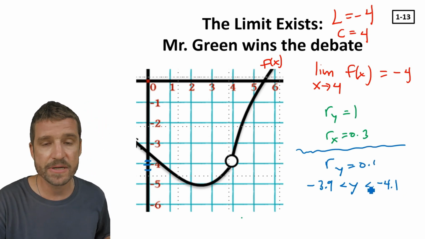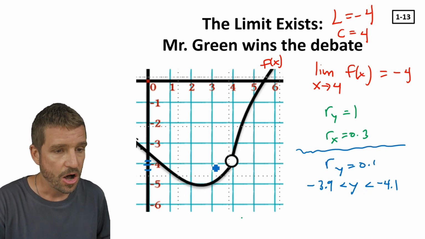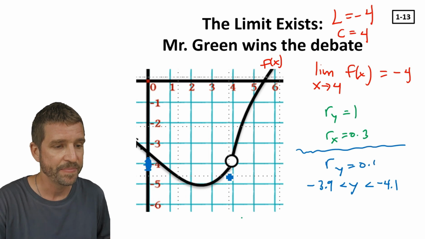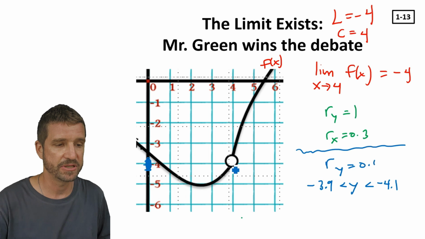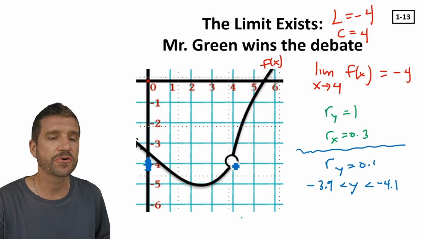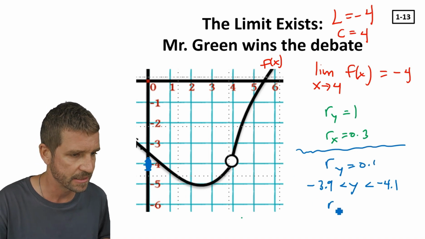Okay, so now what Mr. Green must do is give an r sub x such that all values lie within this narrow little gap, okay? And because, of course, this circle is much smaller, right? This is just a representative circle. But I think we can agree that Mr. Green can do that, right? He could take a really, really small r sub x.